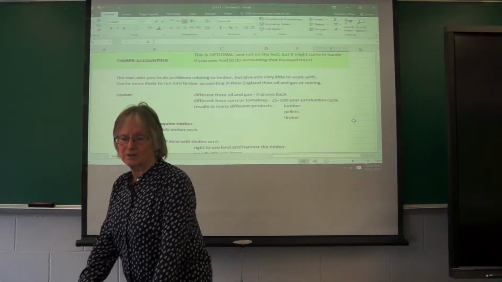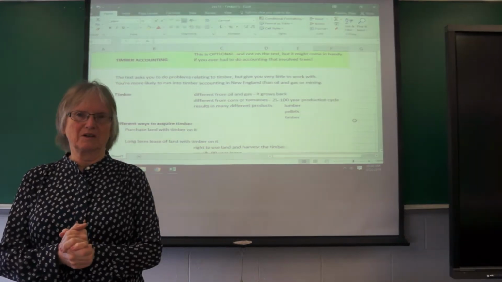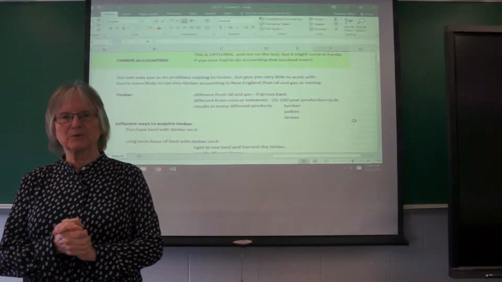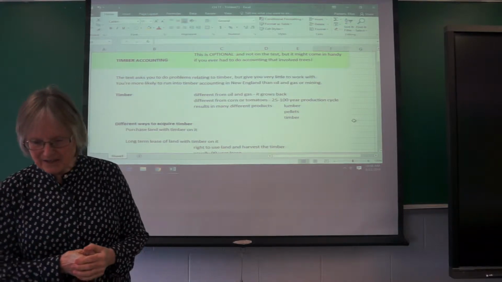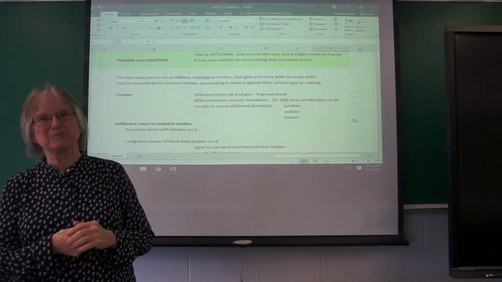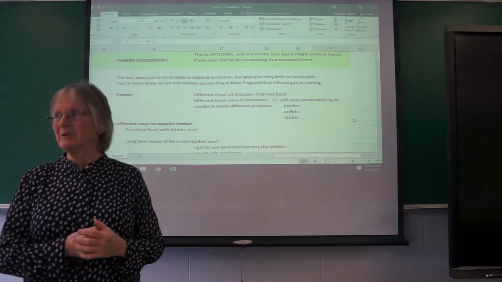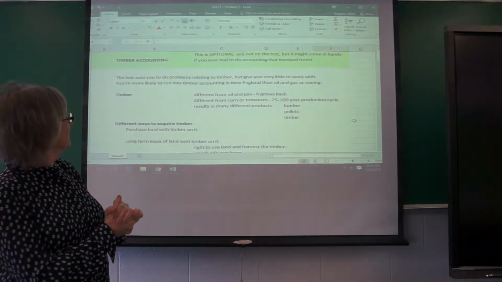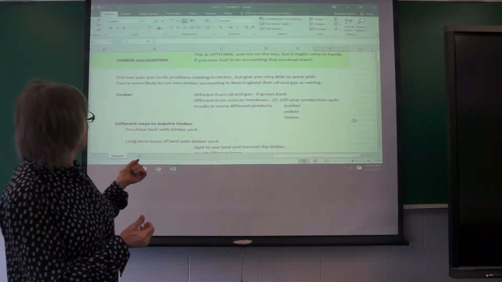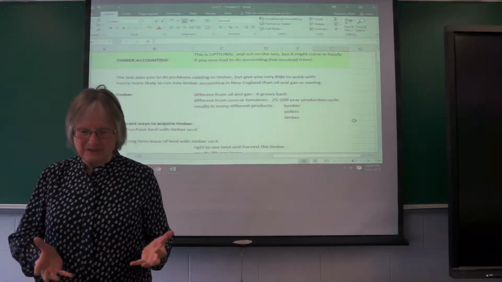So first of all, on timber, this is way more than you need to know. But there is one of the problems in the book that you're assigned, and some of the terminology may come in handy. And if you ever end up working where you're accounting for timber organizations, well, it might come in handy. Okay, so you have to think about timber.